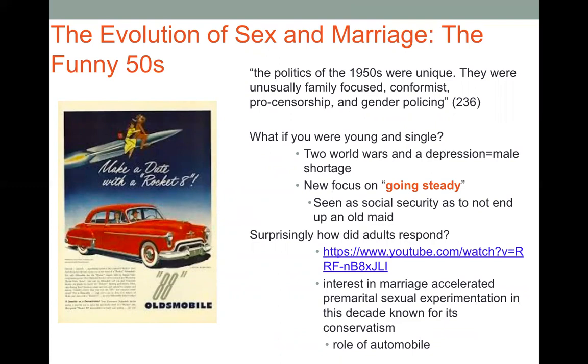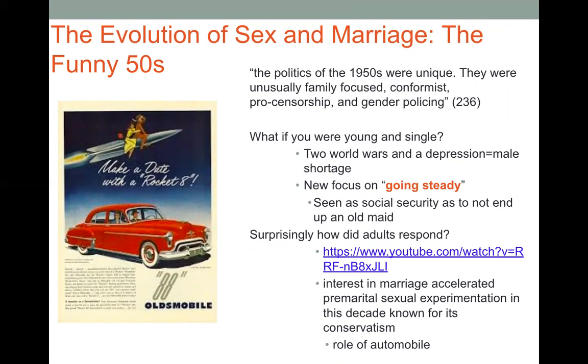the shift we see in dating and marriage during this time period reflects the realities of after two world wars and a depression: there was a male shortage, and particularly a shortage of eligible, financially stable men not traumatized by war. So instead of the original conception of dating, where both men and women date multiple people without an expectation of commitment, dating takes the form of what's called going steady, which serves as a precursor to marriage. It's a pre-commitment commitment.